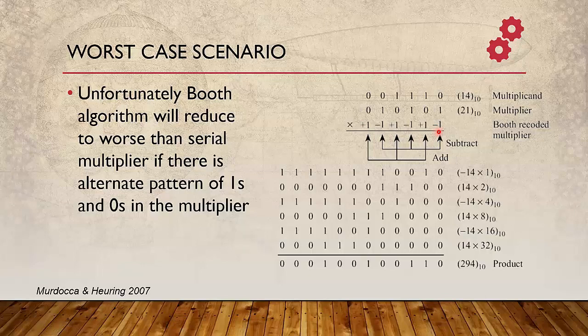So this is what we get when we do the recoding of multiplier 21. We add negative 2's complement, and then we add positive 2's complement, negative again, positive again. So the number of additions now becomes 1, 2, 3, 4, 5, 6, where we're supposed to do only 1, 2, 3 additions in the original serial multiplier. So in this case, Booth algorithm is actually making it worse.